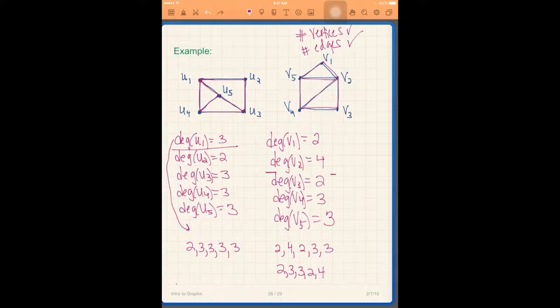So I know that on V sub 2, for example, this degree is a 4. That degree is a 4. It's not the same degree sequence. So no, this would not be an isomorphism on this example.